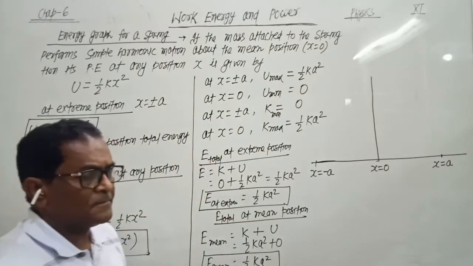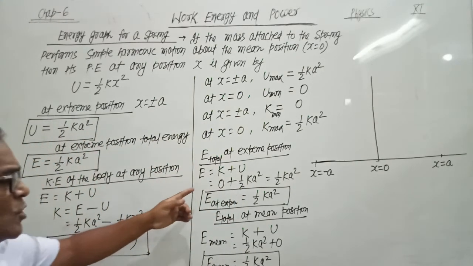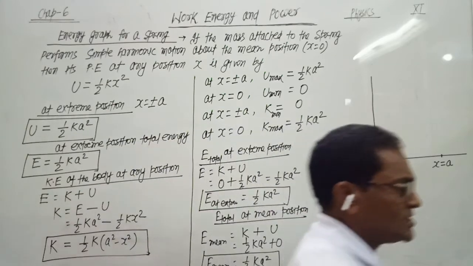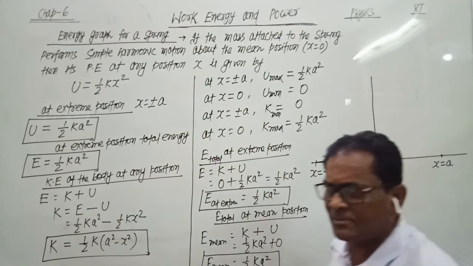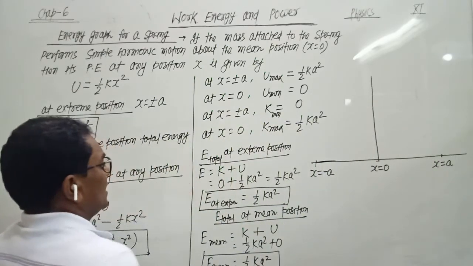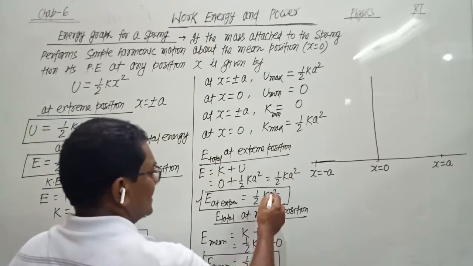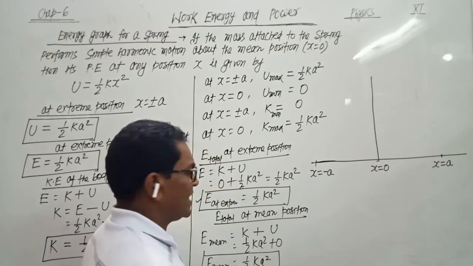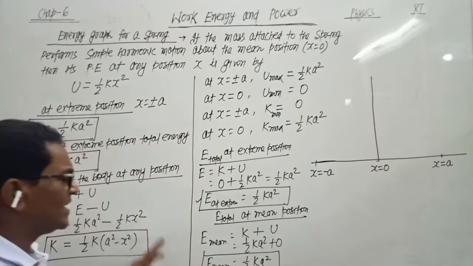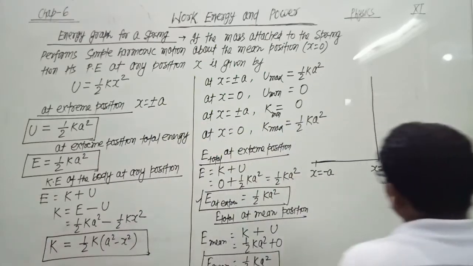So we observe that kinetic energy and potential energy change: where kinetic energy is maximum, potential energy is minimum, and where kinetic energy is minimum, potential energy is maximum. But the total energy at the extreme position is 1/2 kA², and at the mean position the total energy is also 1/2 kA². It means total energy always remains conserved.